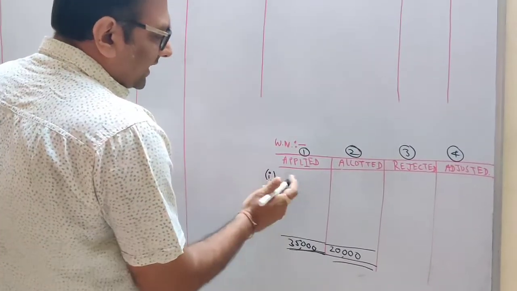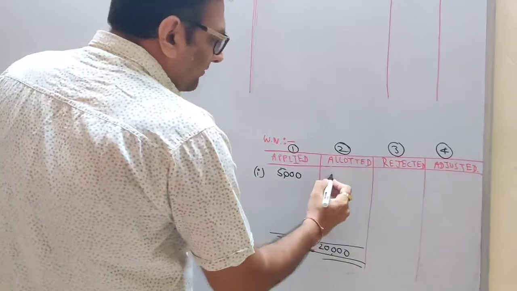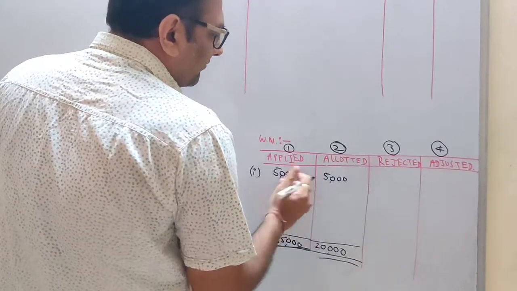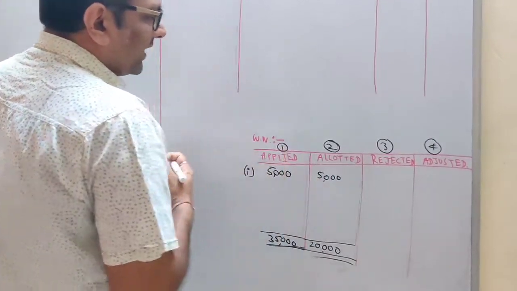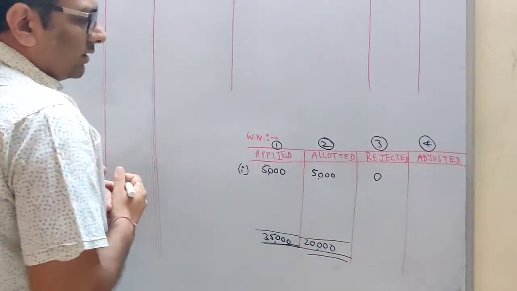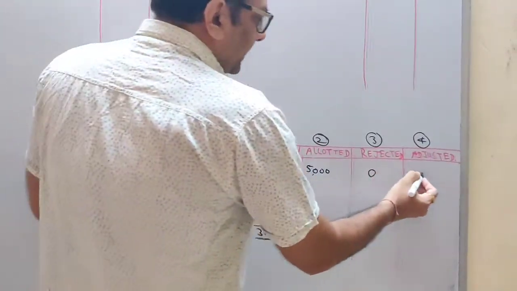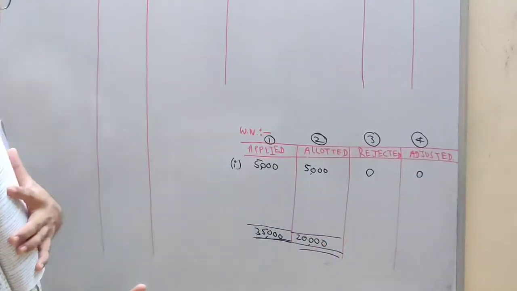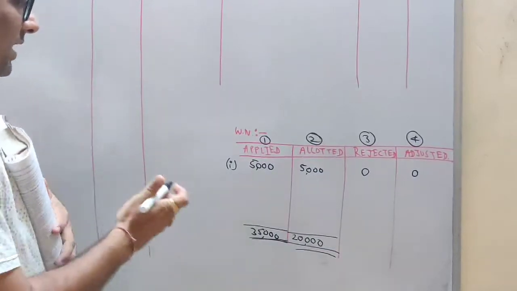So in the first category, those who have applied for 5,000 shares, we allotted them the full 5,000 shares. So applied 5,000, allotted 5,000. So how many shares we rejected? 0. No shares were rejected. Whatever was applied was given. Anything to adjust? Nothing to adjust. So you will put zeros in the remaining columns.